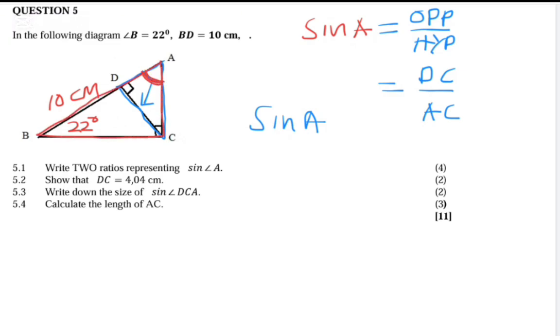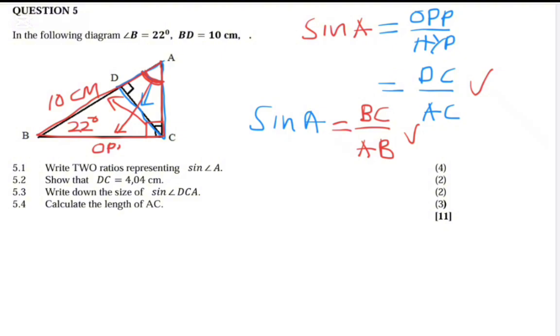If our reference angle is here, this is going to be the opposite. And then this is 90 degrees, so this is going to be our hypotenuse. So another one is going to be BC divided by the hypotenuse, which is AB. So these are the ratios that are representing sine A, or sine of angle A. So for that, they're going to give you 4 marks.